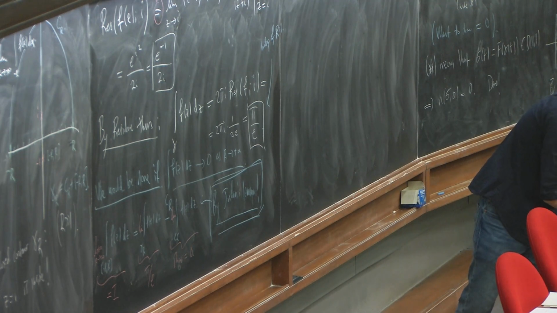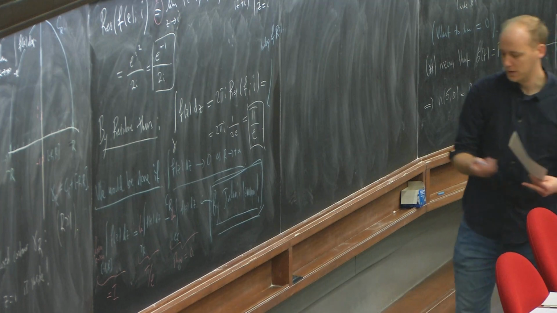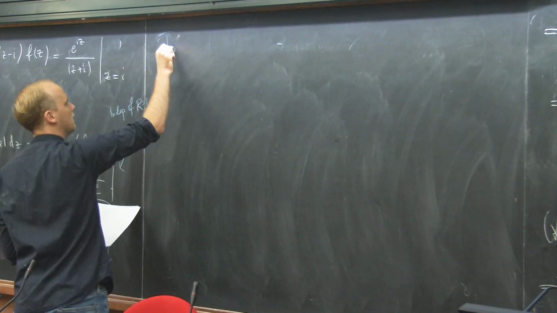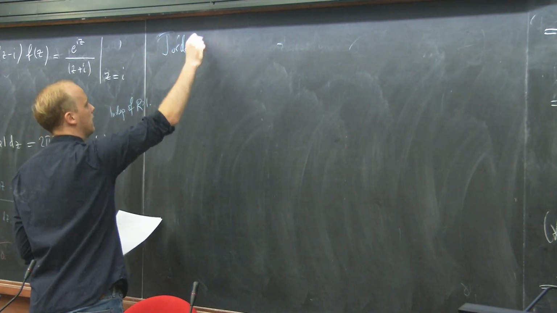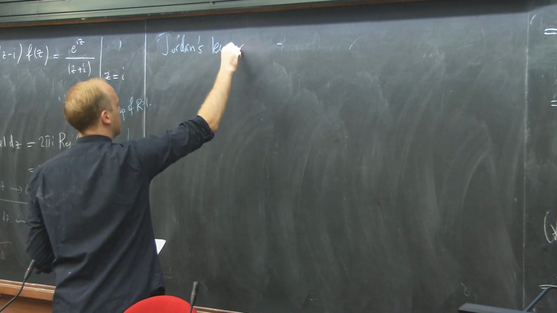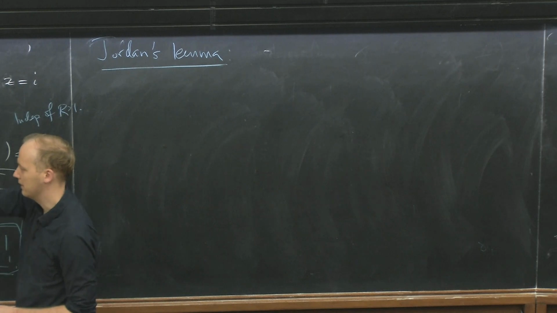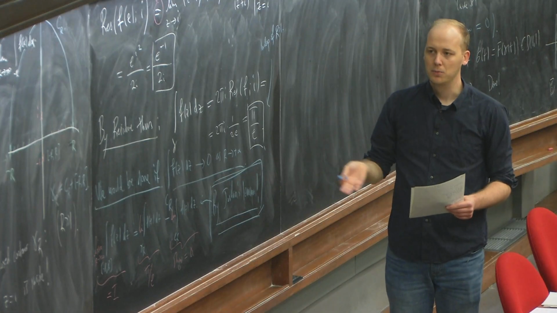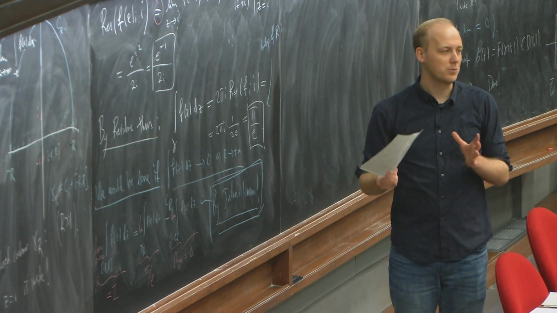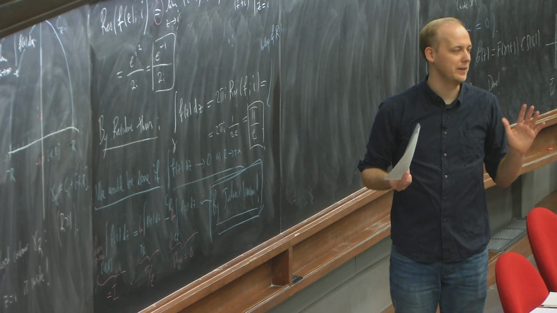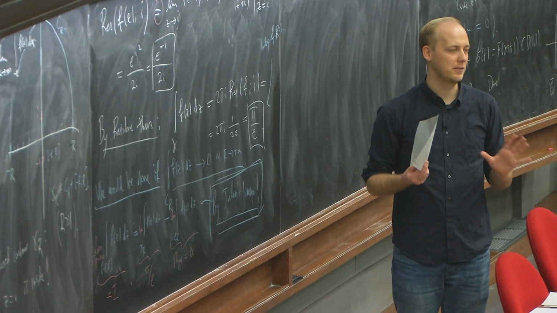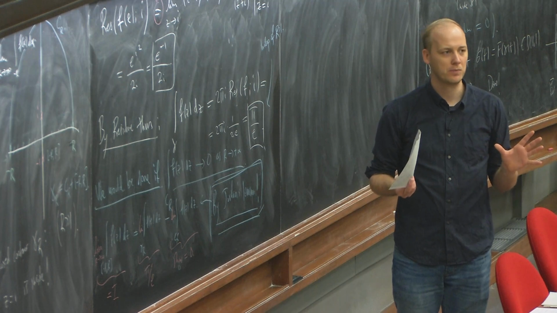So Jordan's lemma is the following. And by the way, when we are choosing the contour and we choose this semicircle part, we could choose really anything that we could conveniently estimate so that the integral along this would be 0.